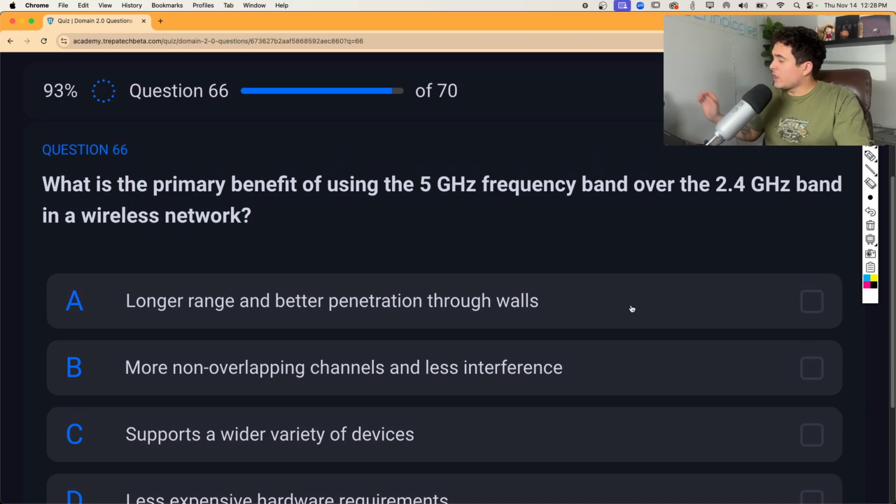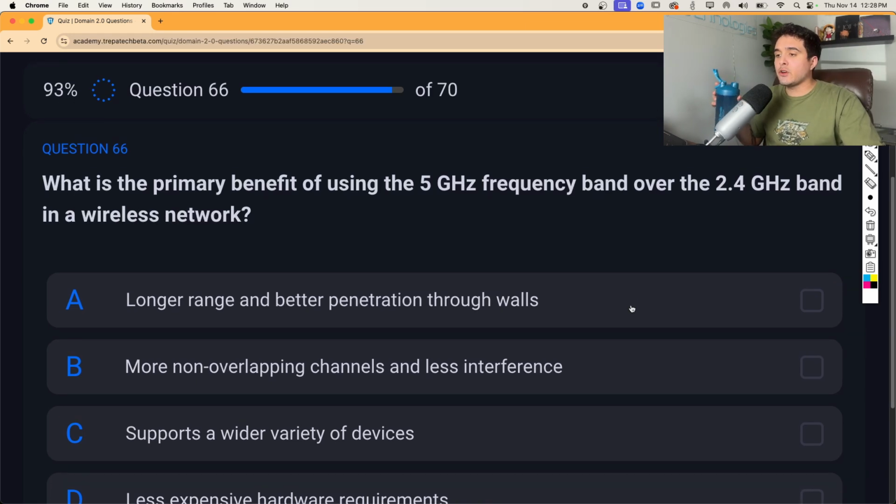Question 66. What is the primary benefit of using the 5 GHz frequency band over the 2.4 GHz band in a wireless network? So 5 GHz, broader, more bandwidth per channel because it's going to be a standard 40 megahertz and you have up to 80, maybe 160 channel bonding, and you have more channels to choose from that are non-overlapping. But it doesn't go through walls as well. 2.4 gigahertz only has 3 non-overlapping channels, 20 megahertz, 22 megahertz range, not as much bandwidth, not as much speed available, but it goes a longer distance.